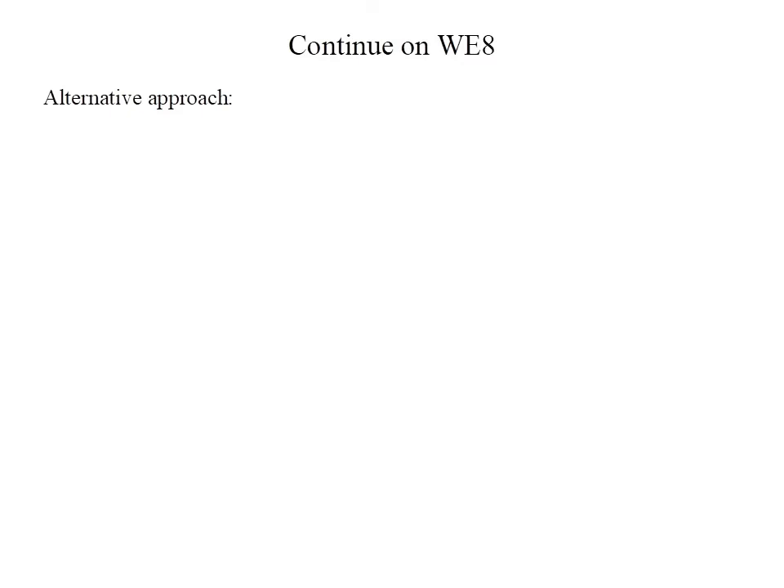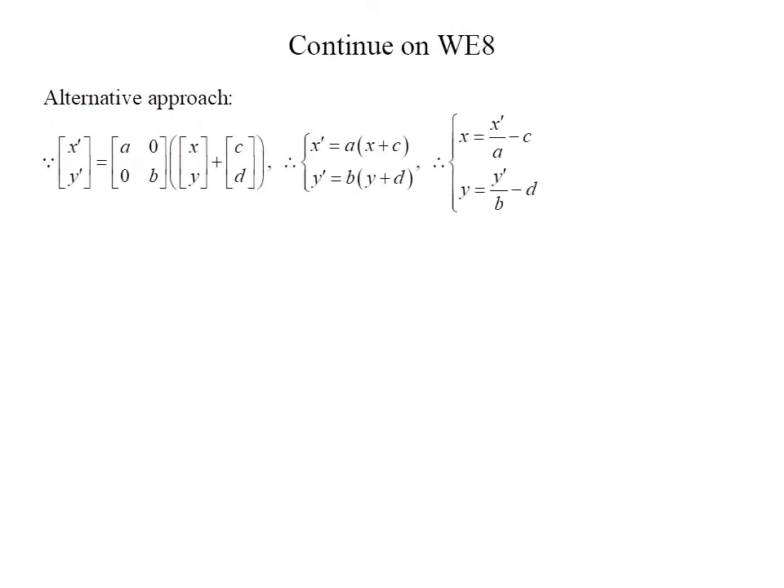Here we continue work on example 8. Now we explain the alternative approach to calculate these constants. According to the given transformation matrix with the constants a, b, c, and d, the right-hand side of the equation is expanded, and we have x prime equals a times (x plus c), while y prime equals b times (y plus d).